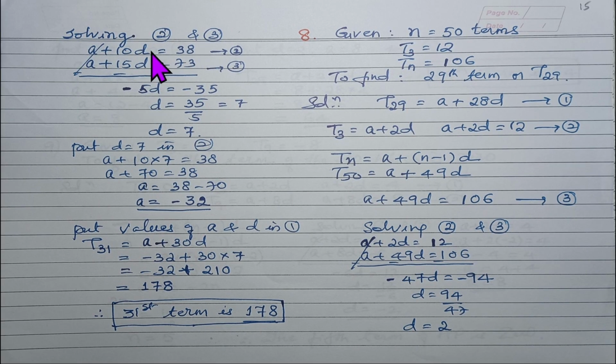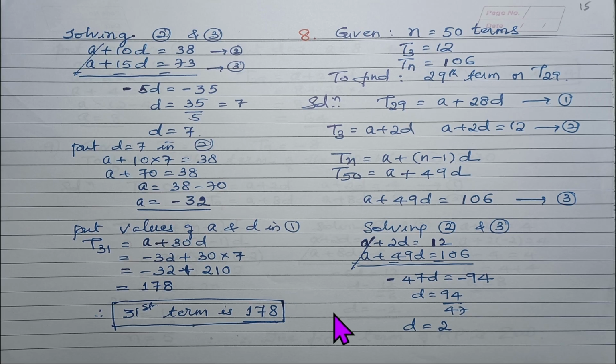Now solving 2 and 3, A gets cancelled here because when I subtract, A gets cancelled. So 10D minus 15D becomes minus 5D, and 38 minus 73 is equal to minus 35. D is equal to 7, and that is the value of D there. Put the value of D is equal to 7 in any equation, 2 or 3 here, and simplify, we get A is equal to minus 32. Put the values of A and D in T31 is equal to A plus 30D, and simplify, we get the 31st term as 178.